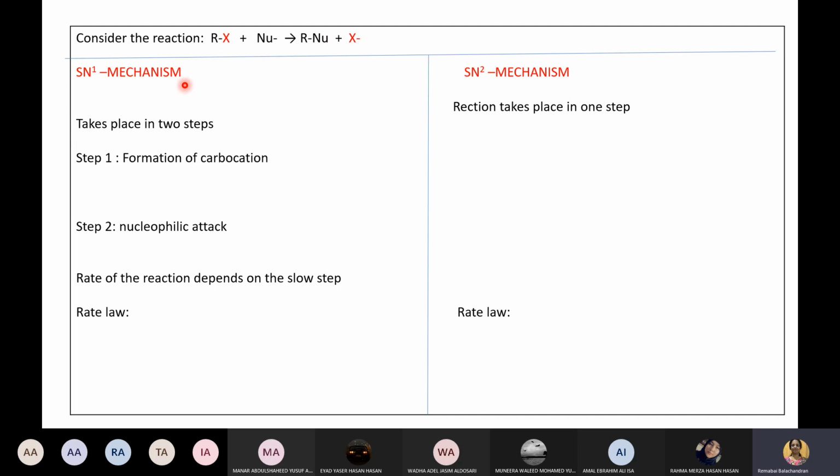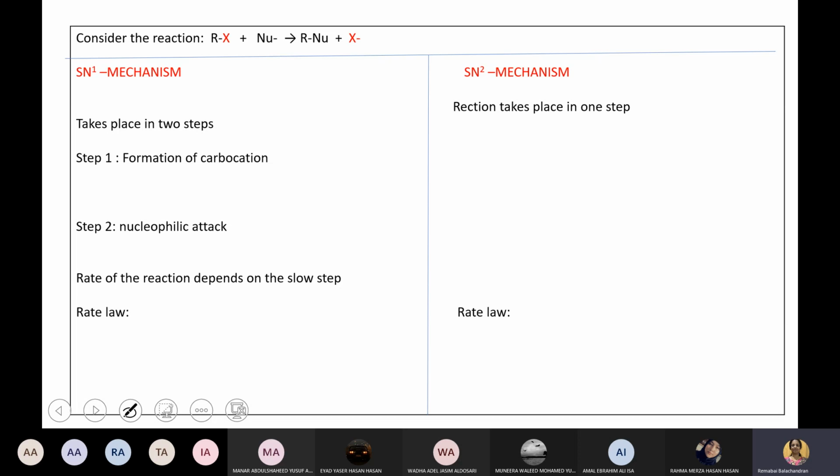The difference between these two: SN1 takes place in two steps, whereas SN2 takes place in one step, just opposite. I'll tell you why it is called SN1 and SN2 at the end.